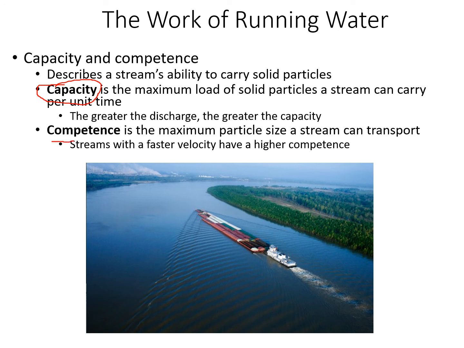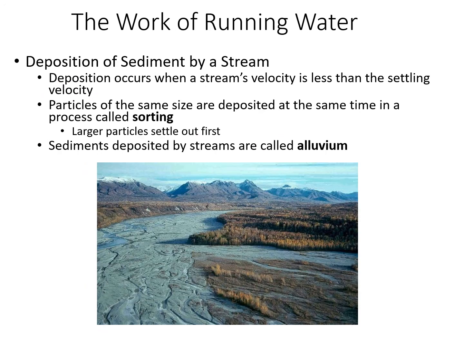If you have rapids or fast moving water, that's high competence, meaning it can hold maximum particle sizes that are much larger. Okay, so streams with faster velocity have higher competence. All right, let's talk about some of the features that rivers can deposit out into the landscape and into the ocean.